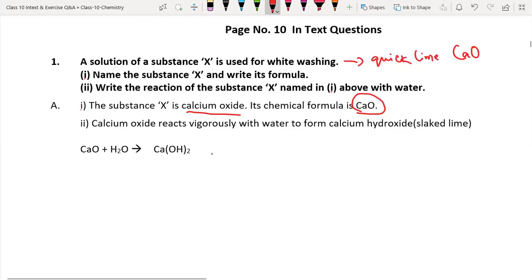Guys, while you are writing chemical formulas, make sure what should be capital and what should be small. Capital C, small a, capital O, like this only you have to write. Don't write it in any other way. This is absolutely wrong.